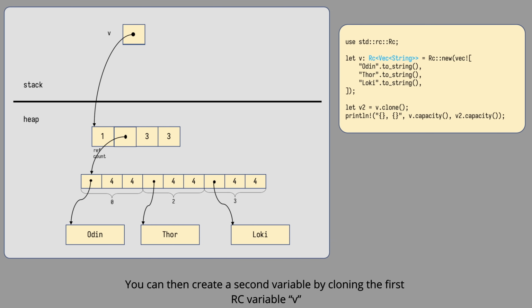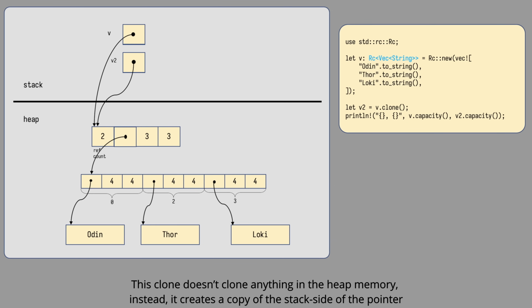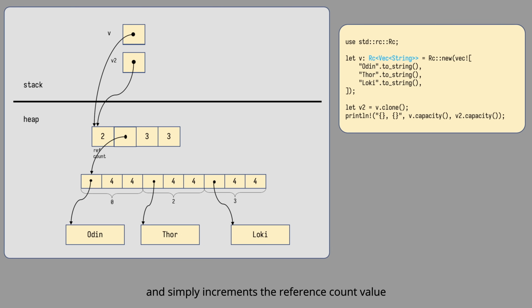You can then create a second variable by cloning the first RC variable v. This clone doesn't clone anything in the heap memory. Instead, it creates a copy of the stack side of the pointer and simply increments the reference count value. Now both v and v2 are owners of the same data. This is why it is called a reference counted pointer.